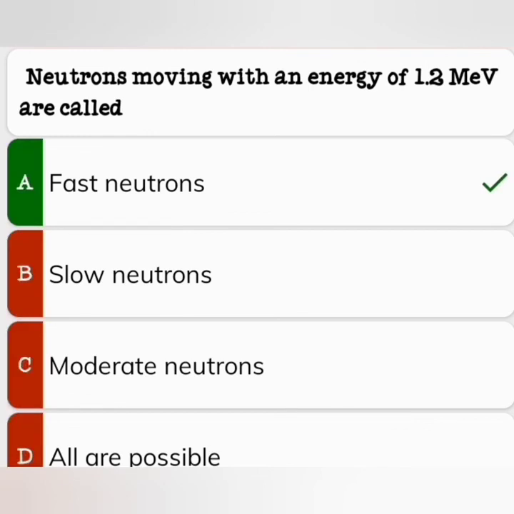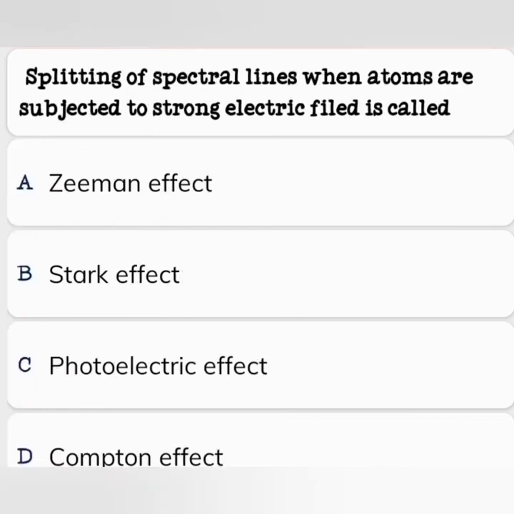Fast neutrons. Splitting of spectral line when atoms are subjected to strong electric field is called A. Zeeman effect, B. Stark effect, C. photoelectric effect, D. Compton effect. Right options, आप अपने comment section में लिखें। So the right option is B.